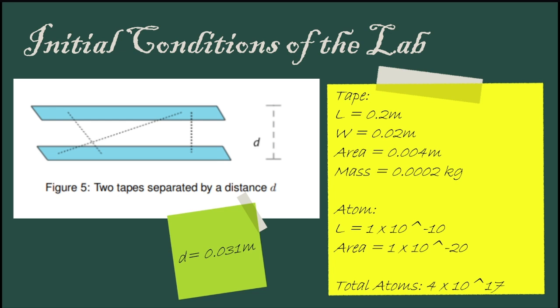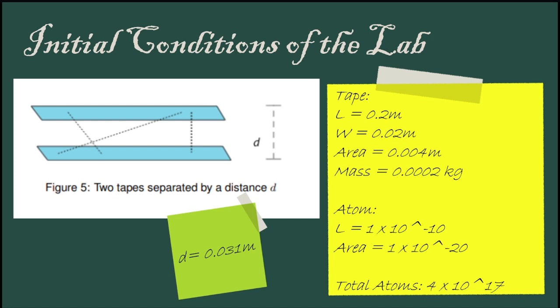Here are the initial conditions of the lab. Two charged tapes were separated by a distance d, which was 0.031 meters. The tape had length 0.2 meters, width 0.02 meters, area 0.004 meters squared, and mass of 0.0002 kilograms.